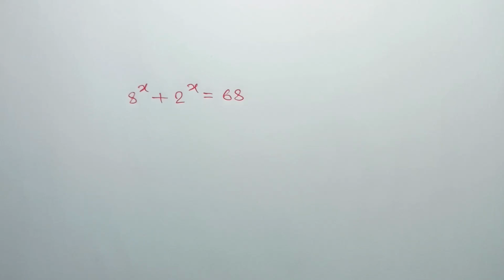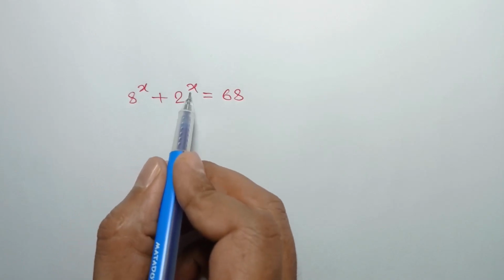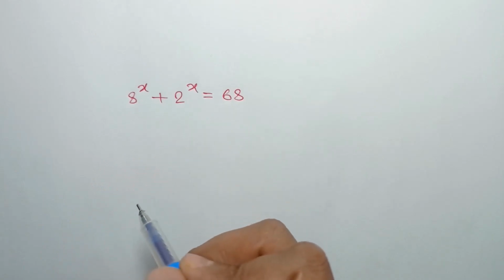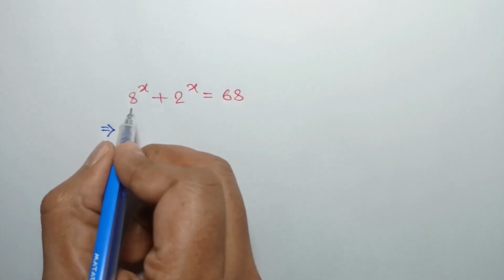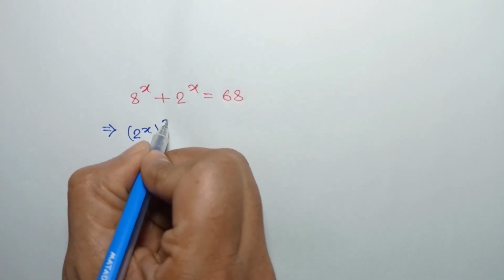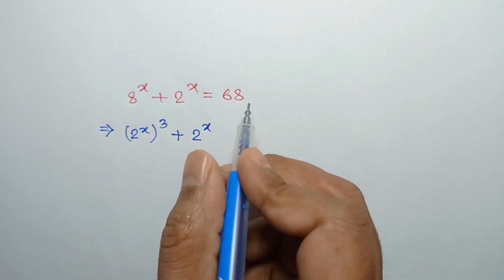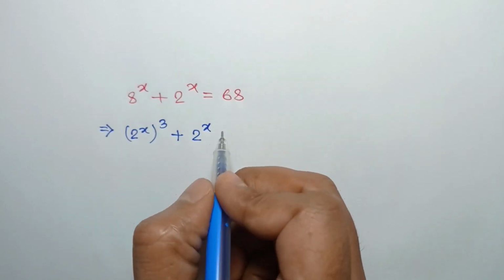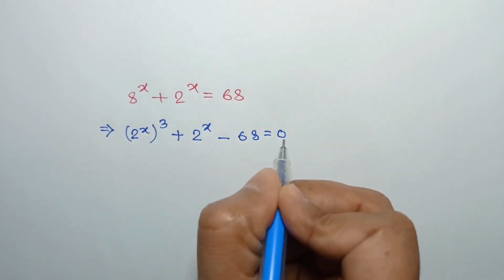Hi everyone, in this video I am going to show how to solve this exponential equation: 8 to the power x plus 2 to the power x is equal to 68. 8 to the power x can be written as (2 to the power x) whole cube, plus this 2 to the power x, and taking this 68 to the left side we can write minus 68 is equal to 0.